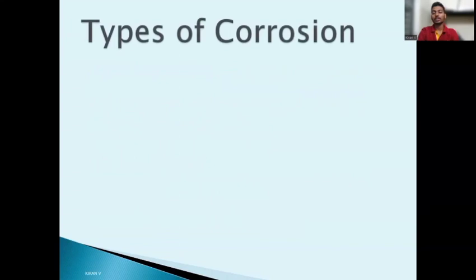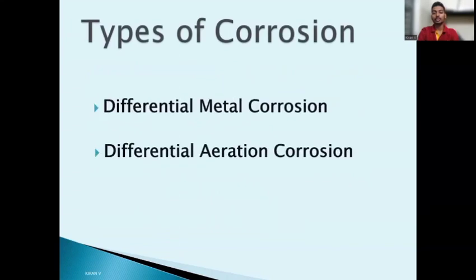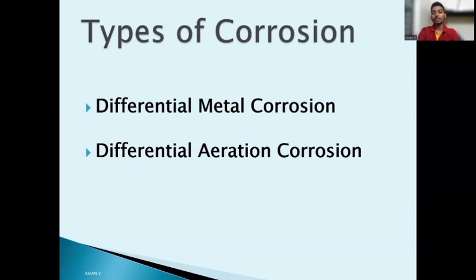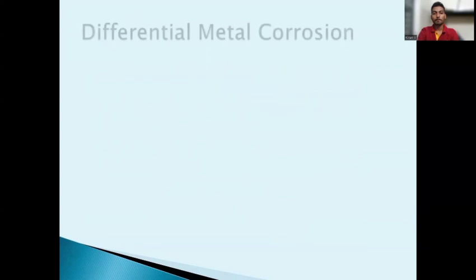Types of corrosion. There are two types of corrosion. One, differential metal corrosion. Second one is differential aeration corrosion. Differential metal corrosion.